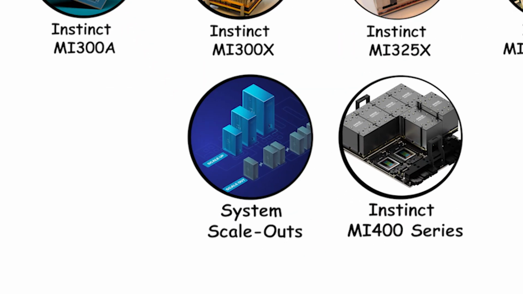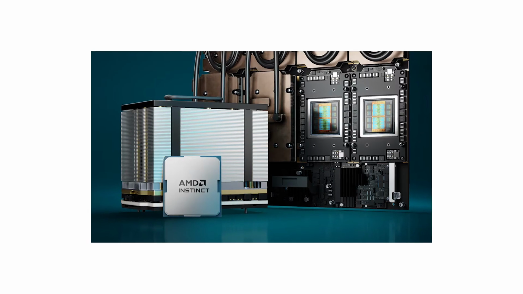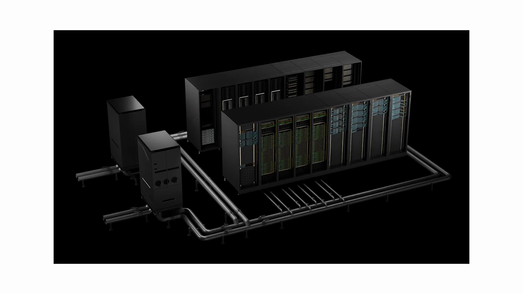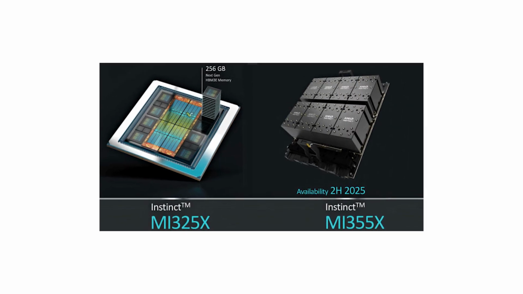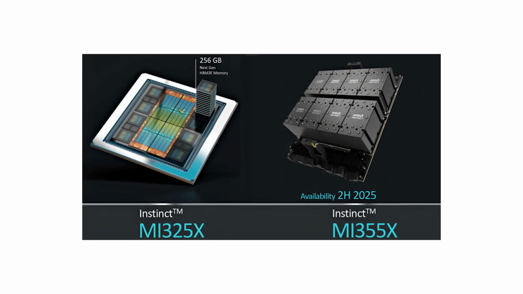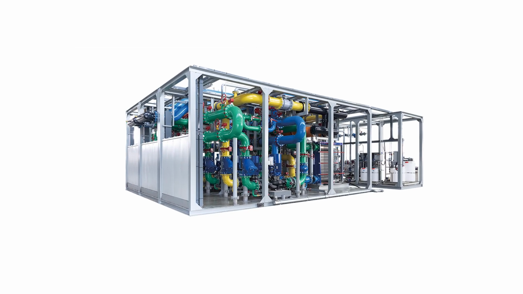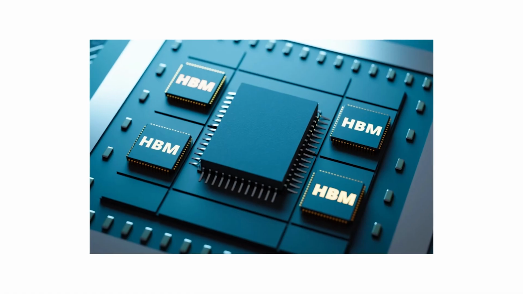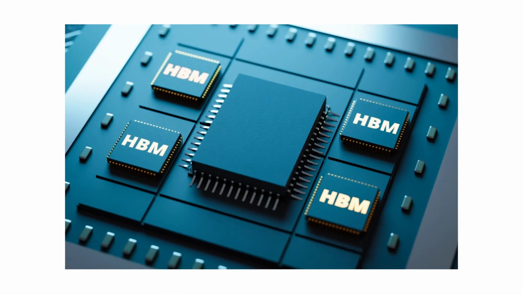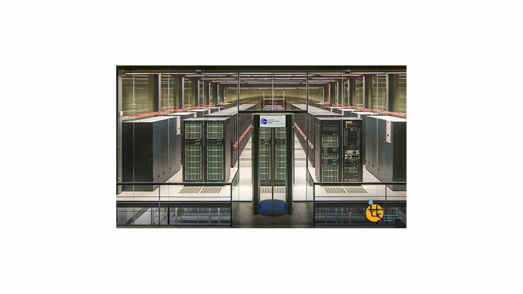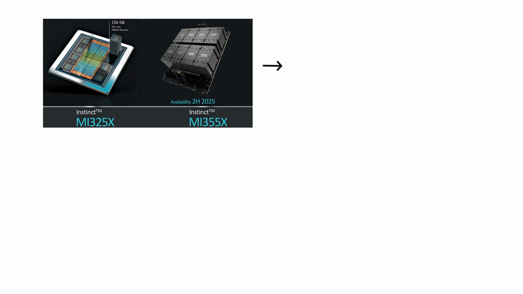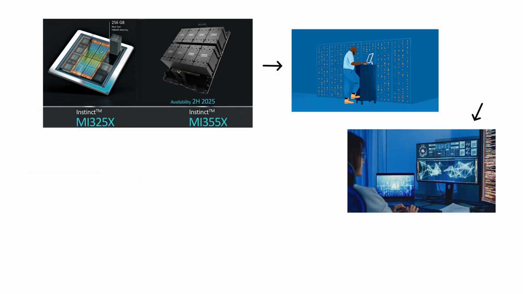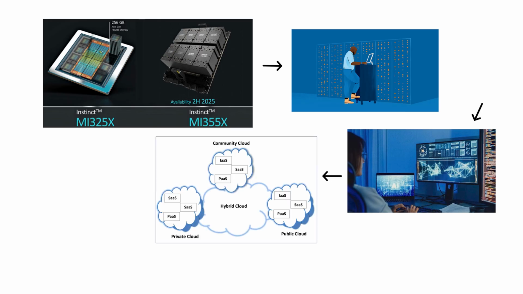System scaleouts. By 2025, AMD's Instinct accelerators were no longer single-card products. They were building blocks for entire rack-scale AI systems. Large deployments of MI325X and MI355X units filled liquid-cooled enclosures designed specifically for FP8 and FP4 precision training. Each rack could host hundreds of terabytes of aggregate high-bandwidth memory and deliver multiple petaflops of sustained compute performance. These systems form the backbone of industrial-scale AI training clusters, from open-weight research labs to enterprise cloud services.